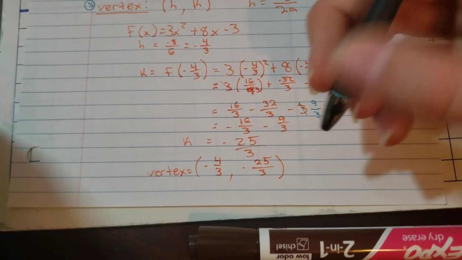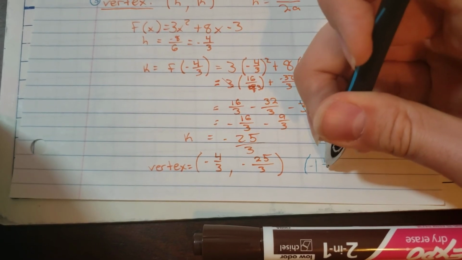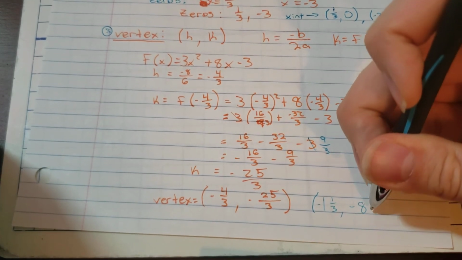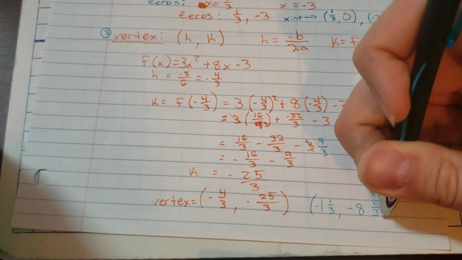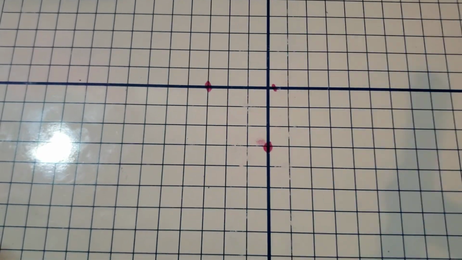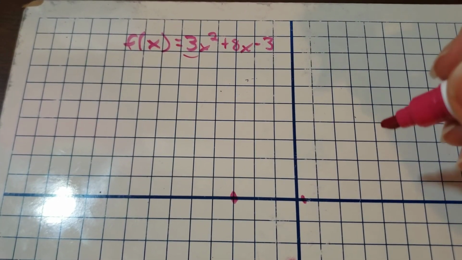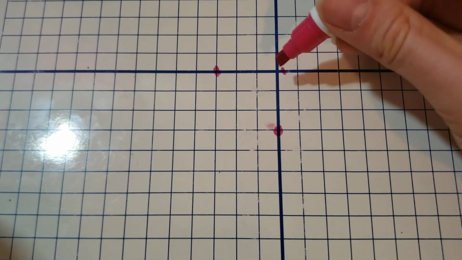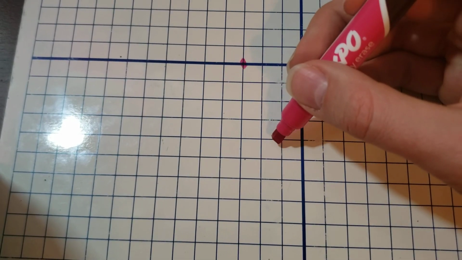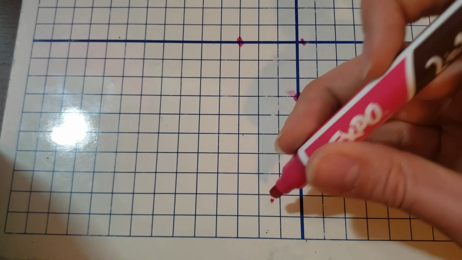Okay, so that's going to be negative 1 1/3, comma, 3 goes into 25 8 times, negative 8 1/3. Okay, so my vertex, so this is a steep one. We knew that because our a is positive 3, so we know it's going to be steep and narrow. So at negative 1 1/3, it's going to be at negative 1, 2, 3, 4, 5, 6, 7, 8 1/3. So our vertex is about here.